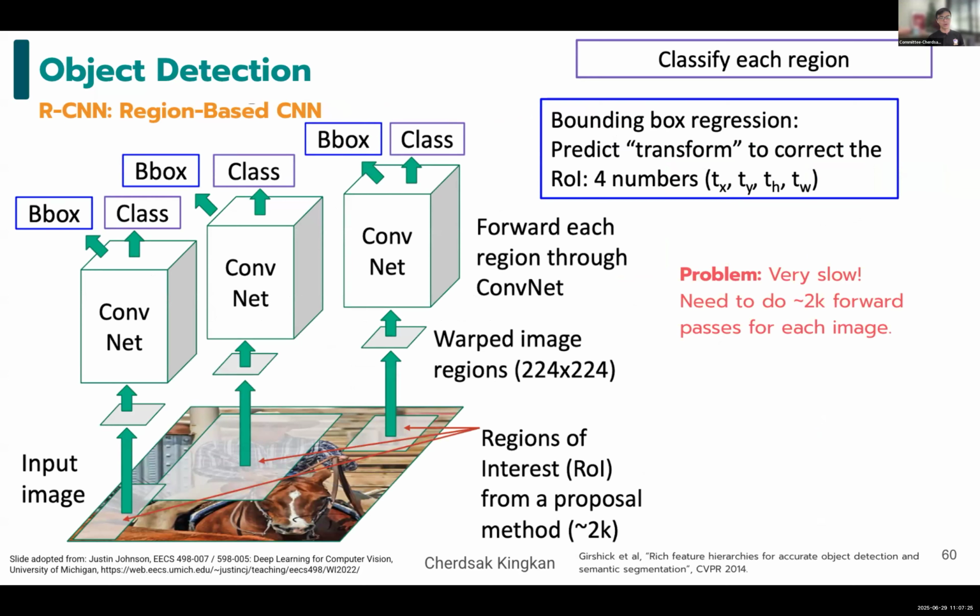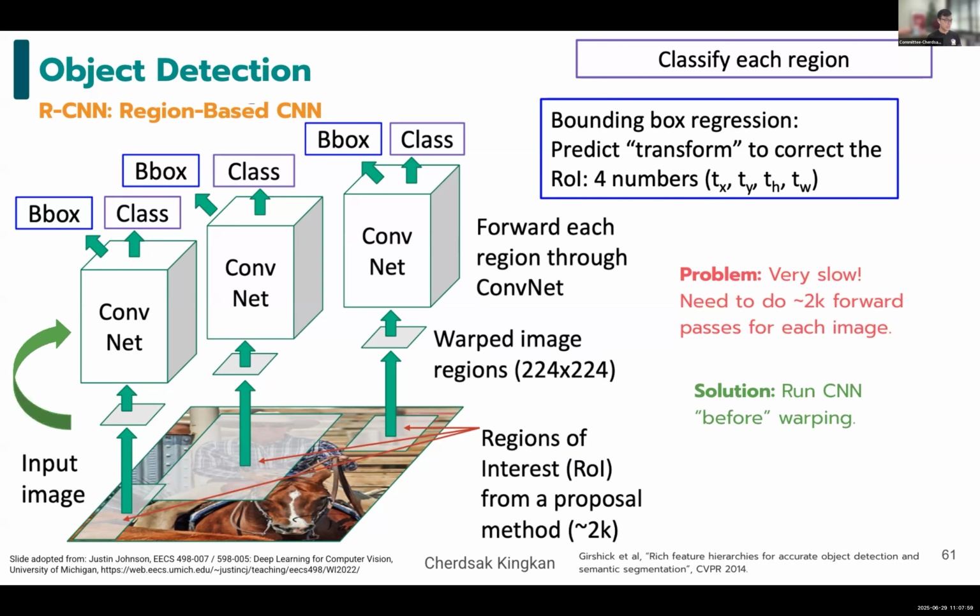What is the problem with this method is that as you can see, we have to run a region proposal method, and then from that we get roughly about 2,000 regions, right? So we have to feed those 2,000 into the CNN networks, and it will process each of the 2,000 regions for each image. So that could be very slow, right, by using these methods.